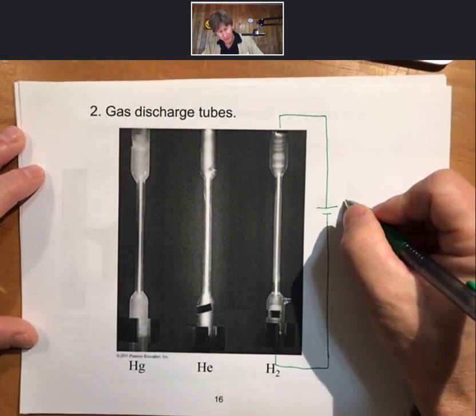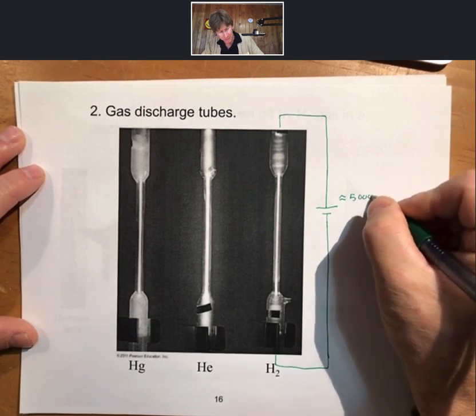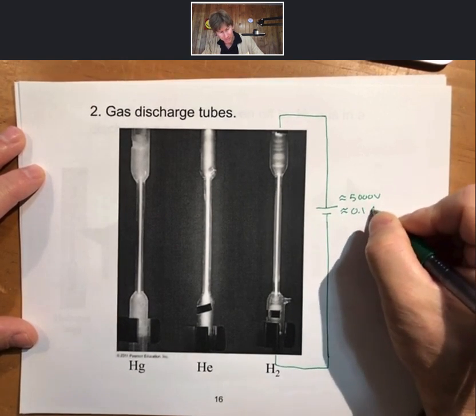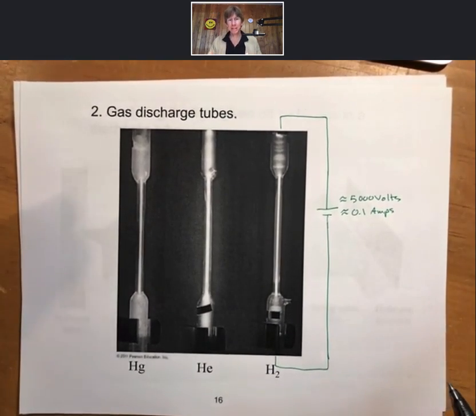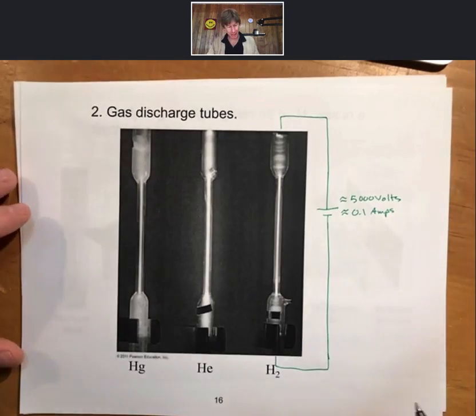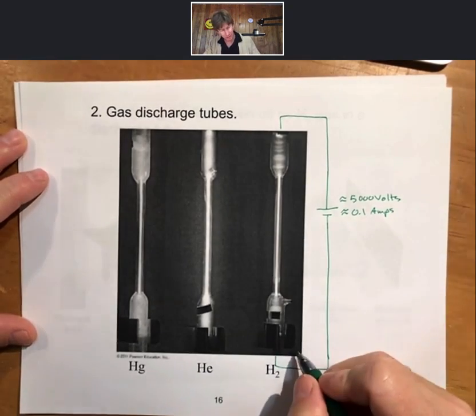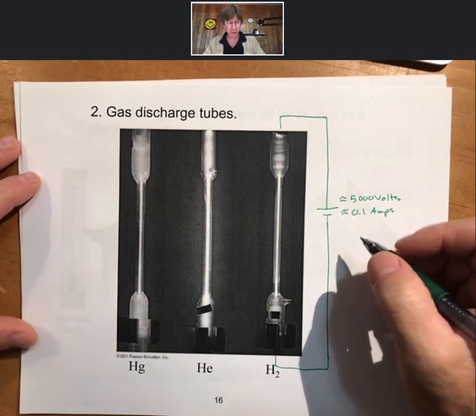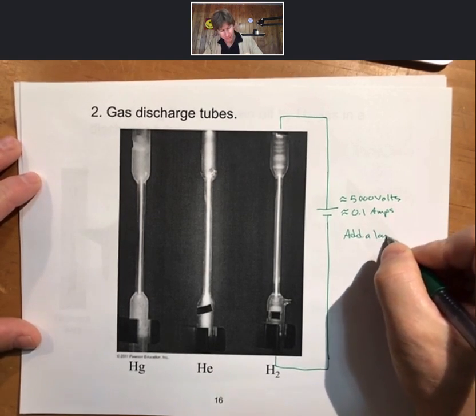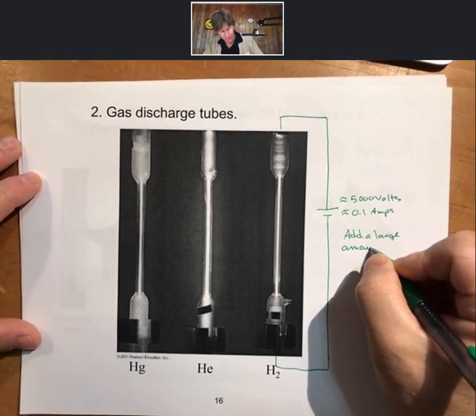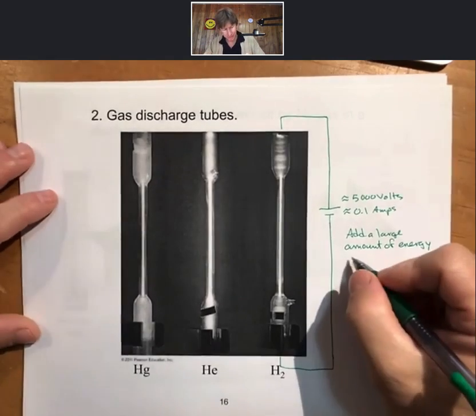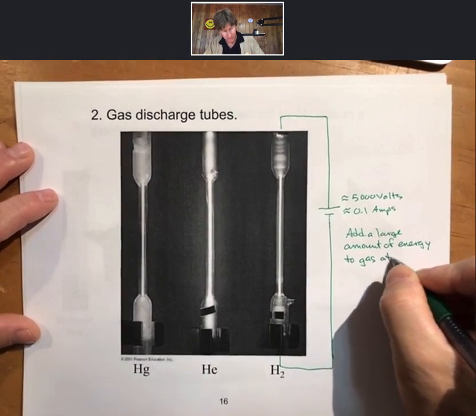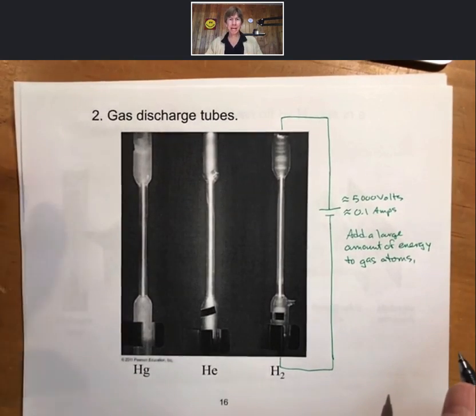And when you do this, you're applying approximately 5,000 volts and approximately 0.1 amps, and basically you are adding a large amount of energy to the atoms. These atoms happen to be hydrogen atoms. So my note over here is add a large amount of energy to gas atoms, which makes the atoms emit light.